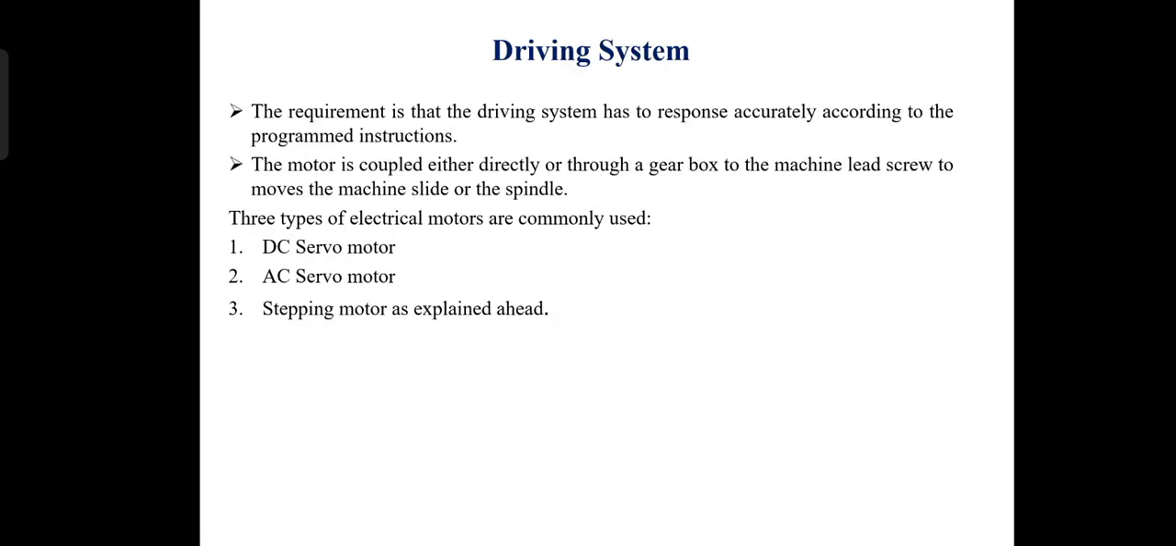What is the driving system? The requirement is that the driving system has to respond accurately according to the programmed instructions. The motor is coupled either directly or through a gearbox to the machine lead screw, and the motor moves the machine slide or the spindle. There are three types of motor commonly used in industries: first, the DC motor; second, the AC motor; third, the stepper motor.